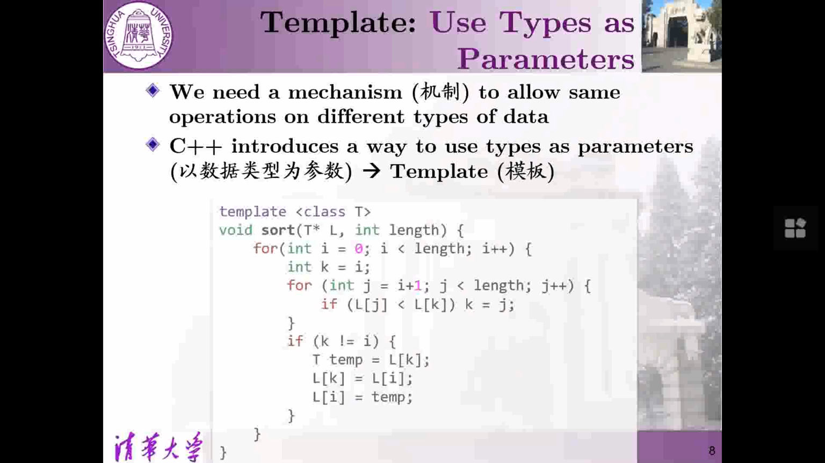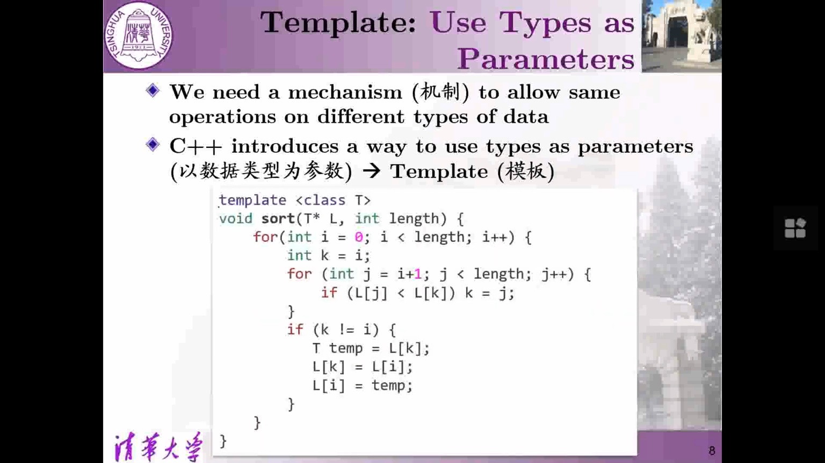This is the way to write a function template. We have the keyword template, and we have the type to represent any type. This can be a built-in type, int, float. It can also be a class. It can also be a lambda function. So now we can sort different types of arrays.